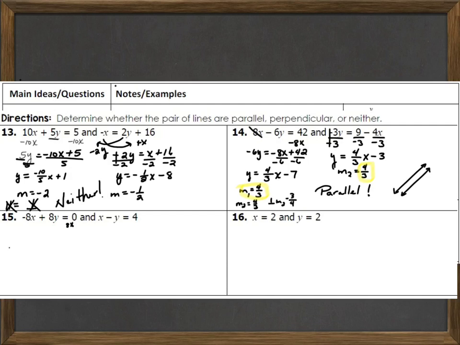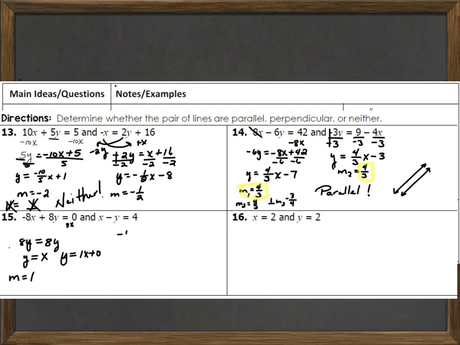So, we have 8y equals 8x, or y equals x. Well, if we think about it, that's y equals 1x plus 0. M, our slope, is 1. There's not going to really be a negative reciprocal for 1. But let's see what we have here.